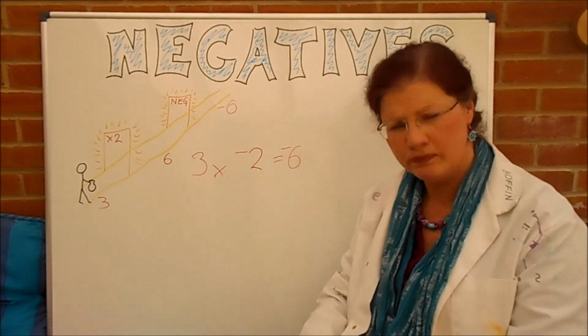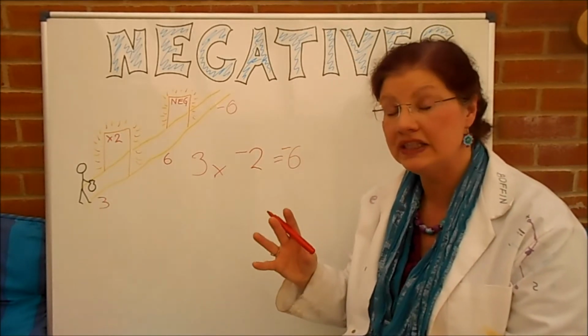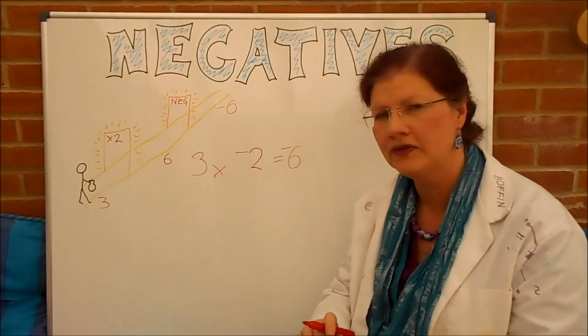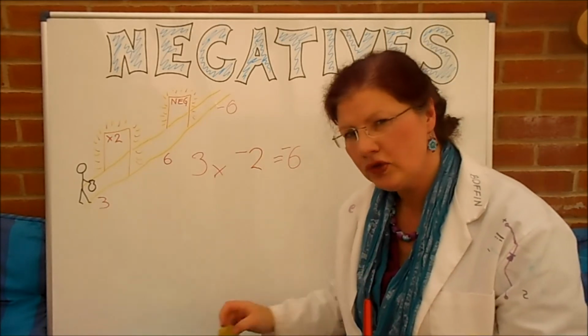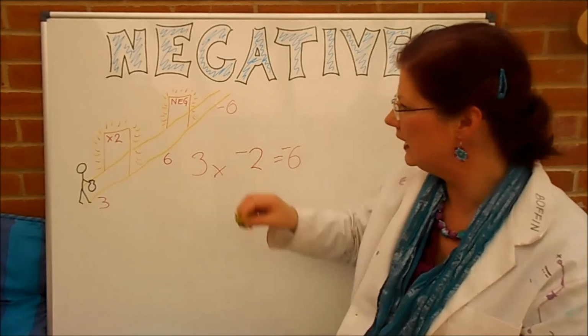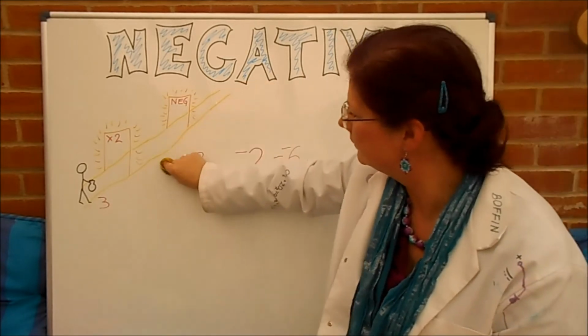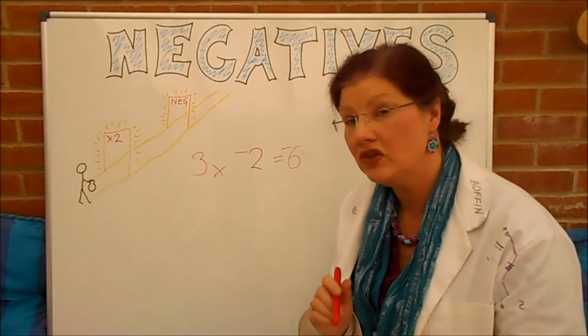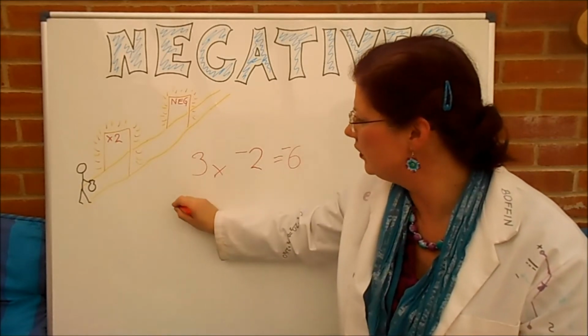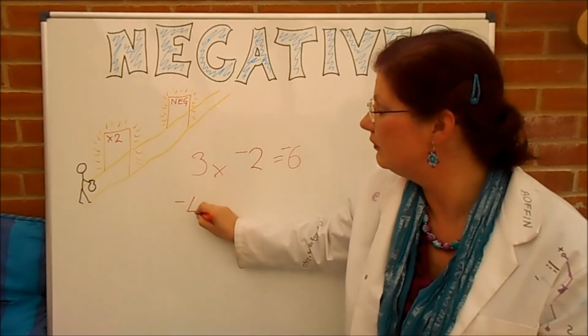Yeah, I think we're okay with that, aren't we? 3 lots of negative 2 is negative 6. Yeah, that's fine. It gets a little tricky when we have a few more negatives in. So I'm just going to rub those down. And this time we're going to start off with a negative number. Let's start off with, oh, I don't know, negative 4.